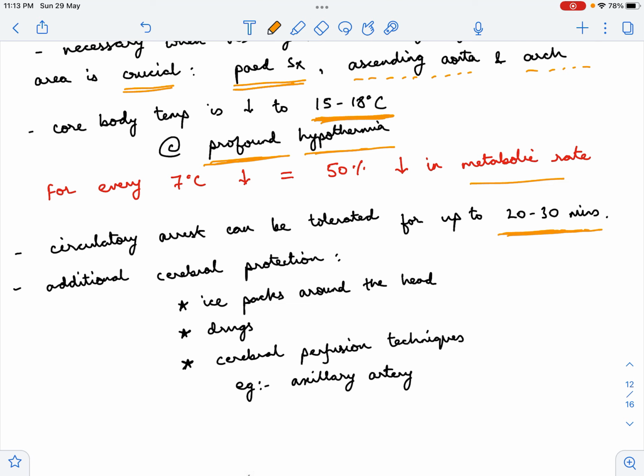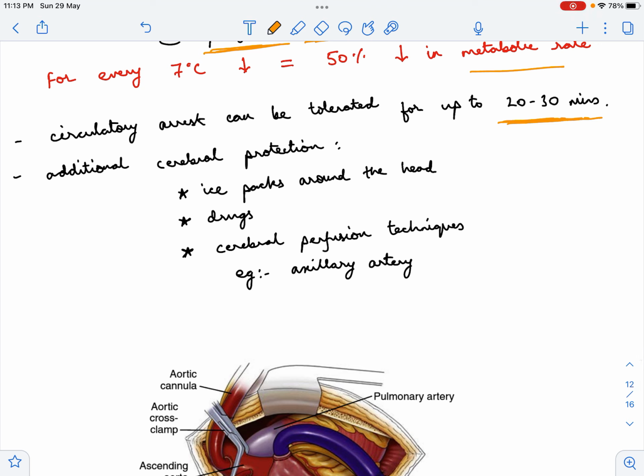You can use additional cerebral protection via ice packs around the head. I'm sorry, I said ass packs. If you use ice packs around the head, you will get additional cerebral protection. You can also use certain drugs which will decrease the brain metabolism. You can also use cerebral perfusion techniques, for example, the axillary artery.